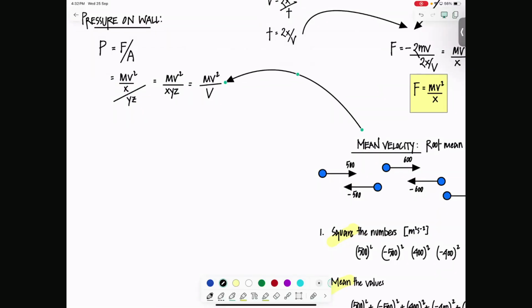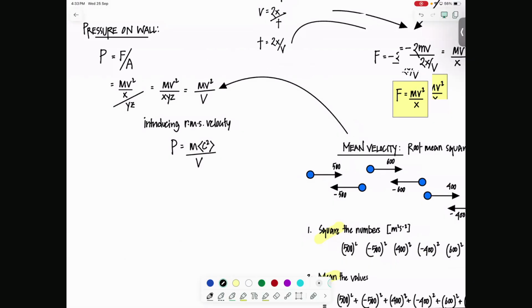The velocity v will not remain, what does the velocity become? Yeah, so introducing RMS velocity, we will now get pressure equals to what? M root c squared divided by V. Clear? Okay, now the last stage of the derivation is toward the end.